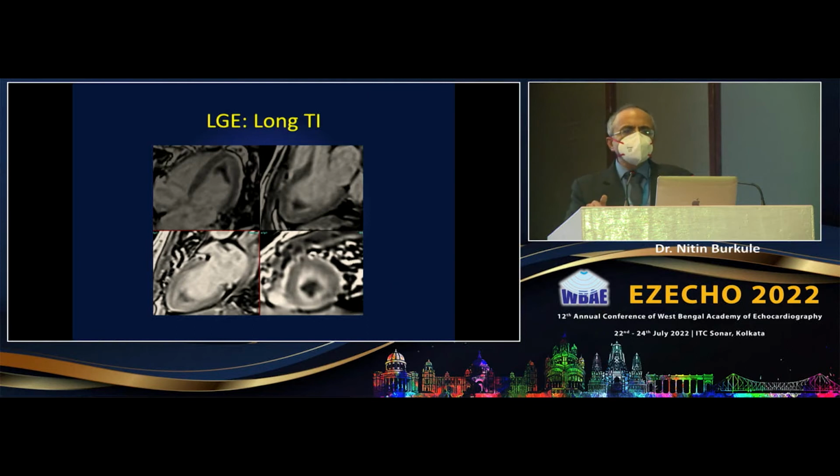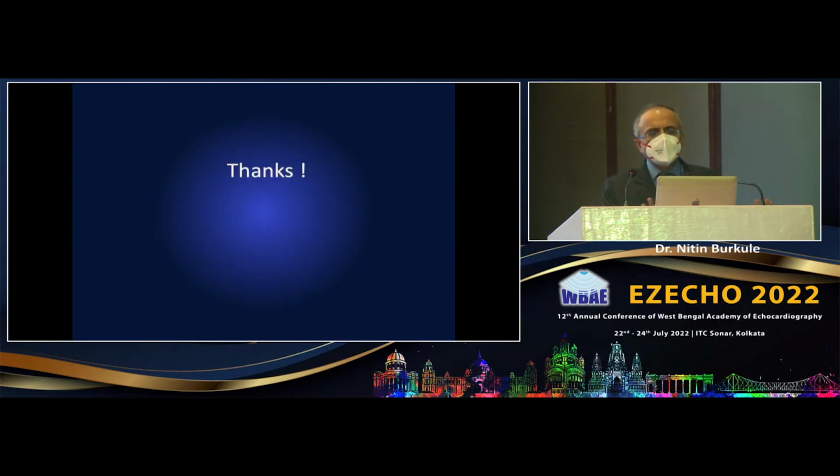And that brings me to the concept that the commonest mass in the heart is always clot, and the MRI can tell you that this is 100% clot by doing first the perfusion and then looking at a very long TI interval. I think I will stop here.